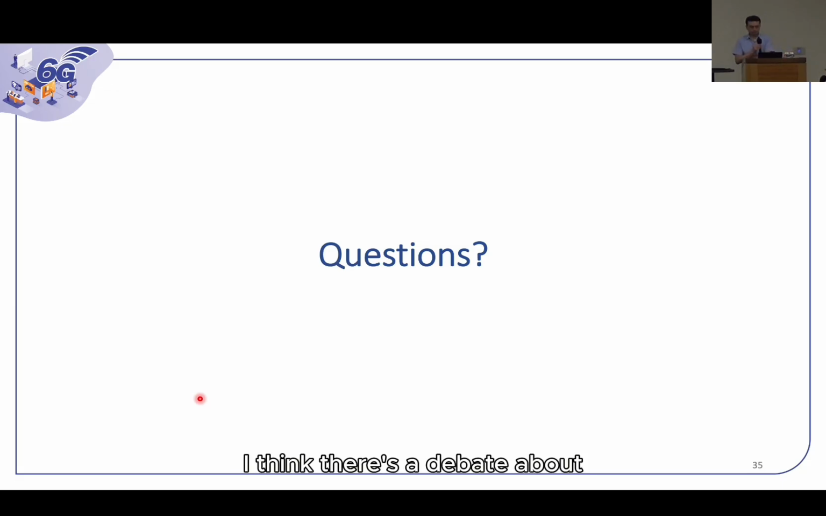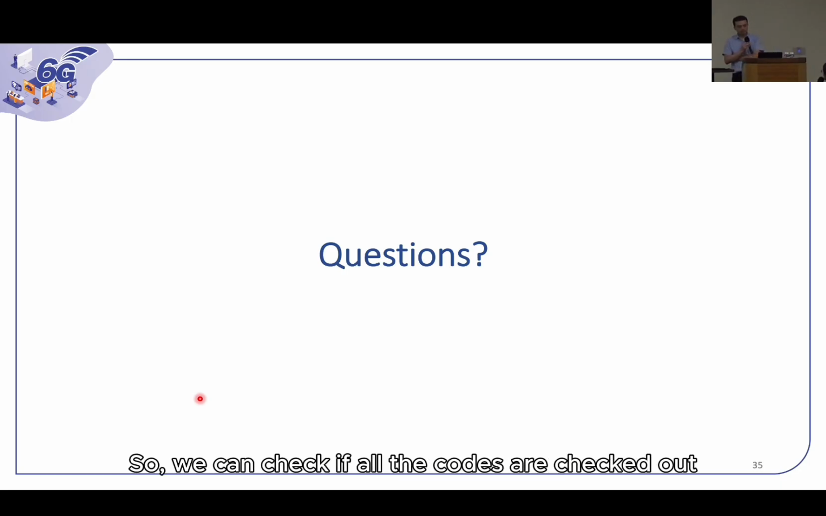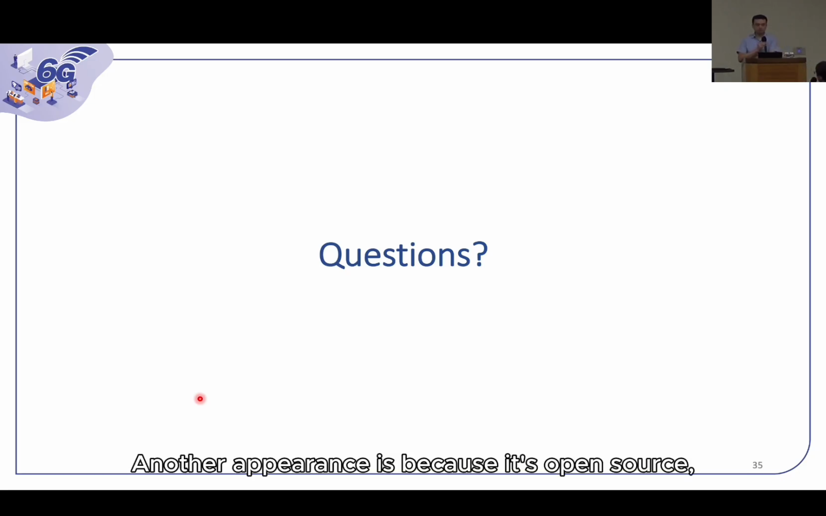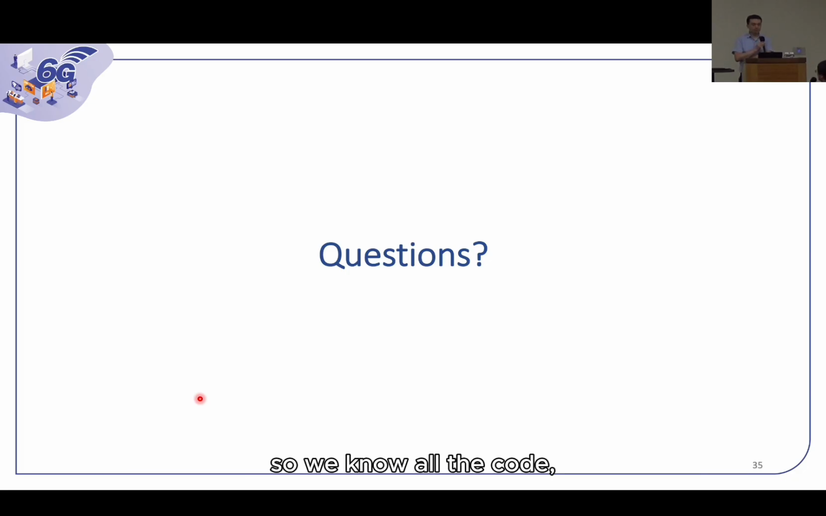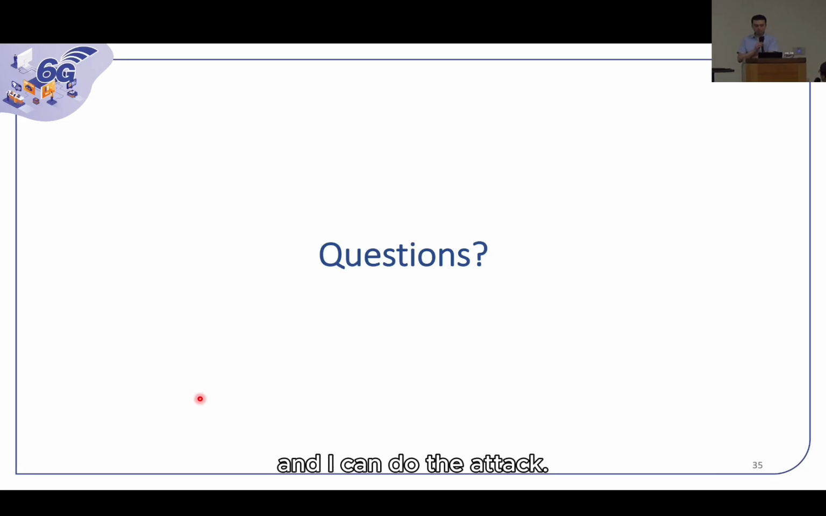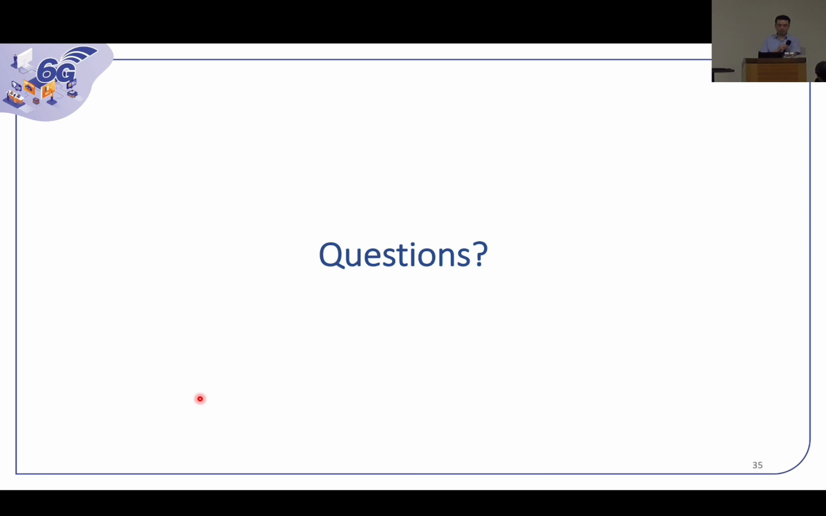I think there is a debate about whether it is safer to have software be open source or not. One opinion is that because it's open source, we can check all the code for security threats, so we can make it more secure. Another opinion is that because it's open source, we know all the code, so an attacker can check whether there is a problem in the code and then do the attack. I think there's still a debate in the open source community. So do you think the same argument can be applied to 5G open source code?